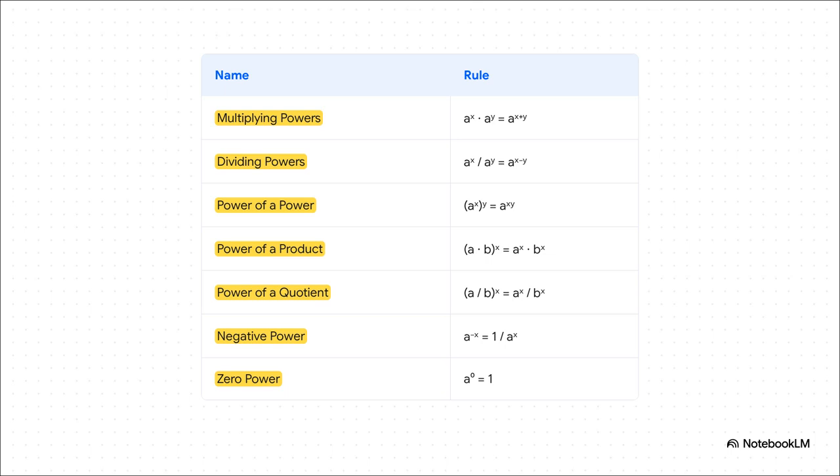We've got our rules for adding and subtracting exponents when you multiply or divide. We've got the rules for what to do with a power, or a product, or a quotient. And finally, we've solved the puzzles of the negative and 0 powers. This is the whole toolkit, right here.